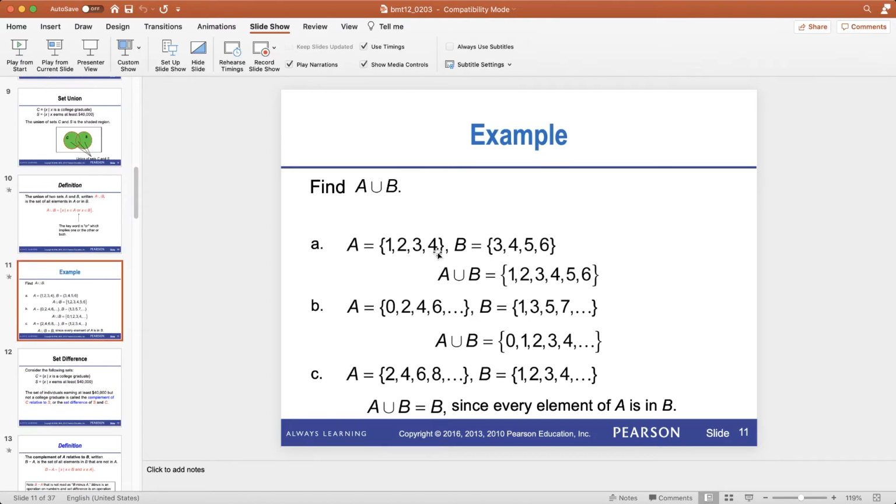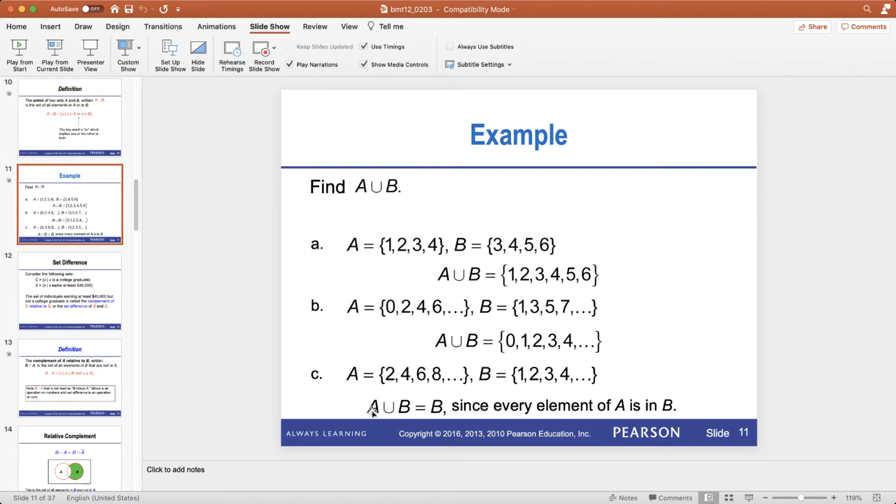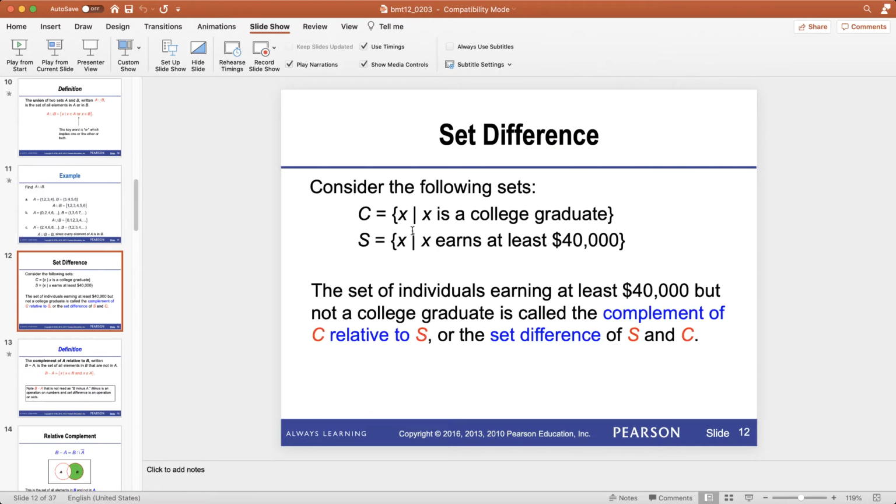So here I have 1, 2, 3, 4, and 3, 4, 5, 6. You combine them, you get 1, 2, 3, 4, 5, 6. 0, 1, 2, 3, 4, 1, 2, 3, and then the even and then the odd. So then you have basically all numbers, including all whole numbers, because you're including 0, and so on. Okay. And again, A union B is equal to B. In this case, it's equal to B because B contains all of these. All of these are in B, so it's basically just B.